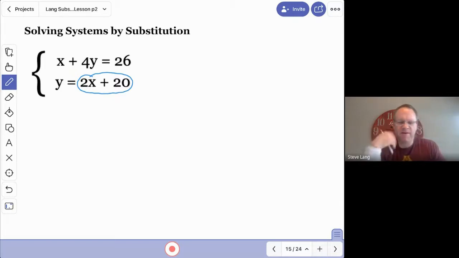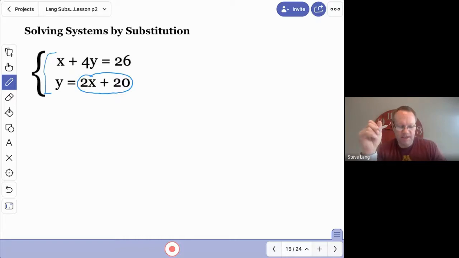This is the part where if you could do this with me, it's really helpful. So if you want to write down these two equations right next to each other on your paper, just like they are right here, maybe do that for, I'll give you like 10 seconds. x plus 4y equals 26, and y equals 2x plus 20.